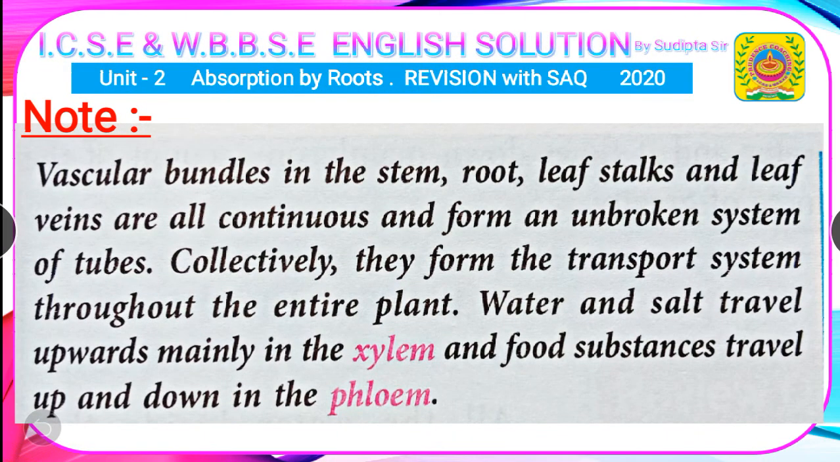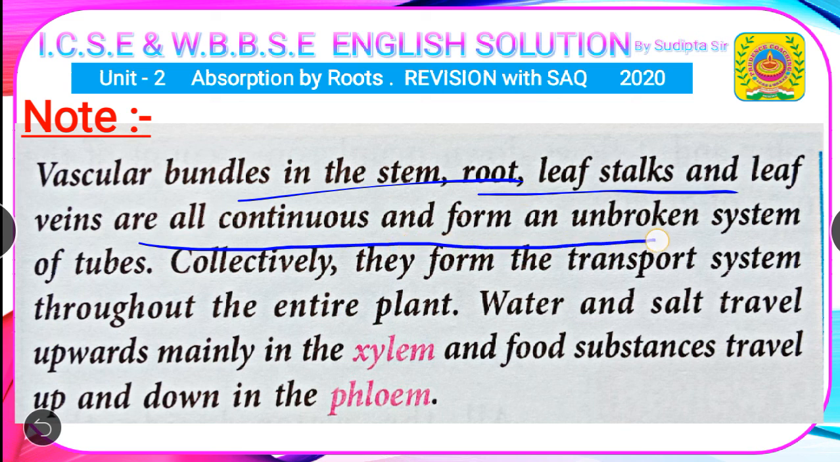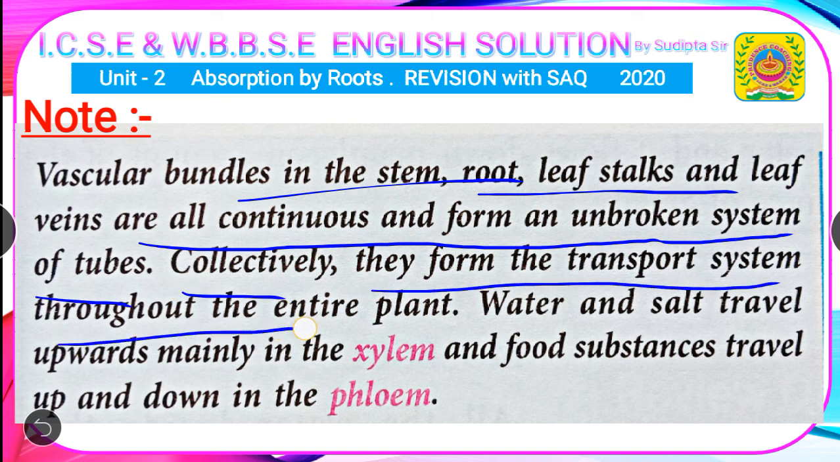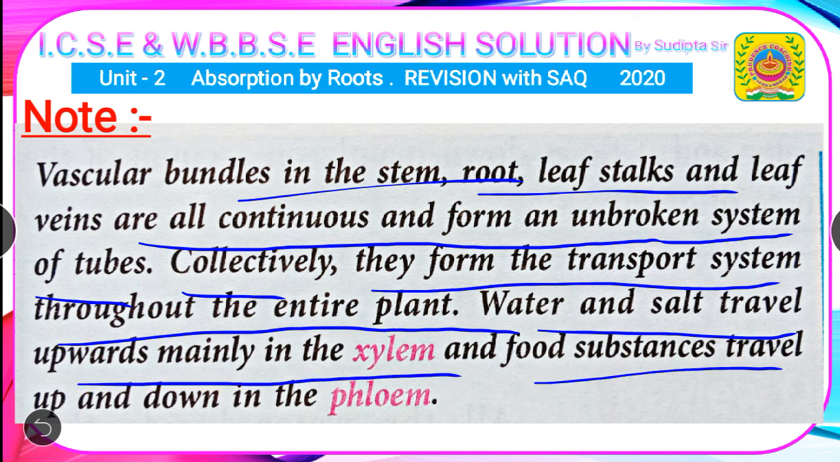Now we need to know certain notes, that vascular bundles in the stem, root, leaf stalks and leaf veins are all continuous and form an unbroken system of tubes. Collectively, they form the transport system throughout the entire plant. Water and salt travel upwards mainly in the xylem, and food substances travel up and down in the phloem part.